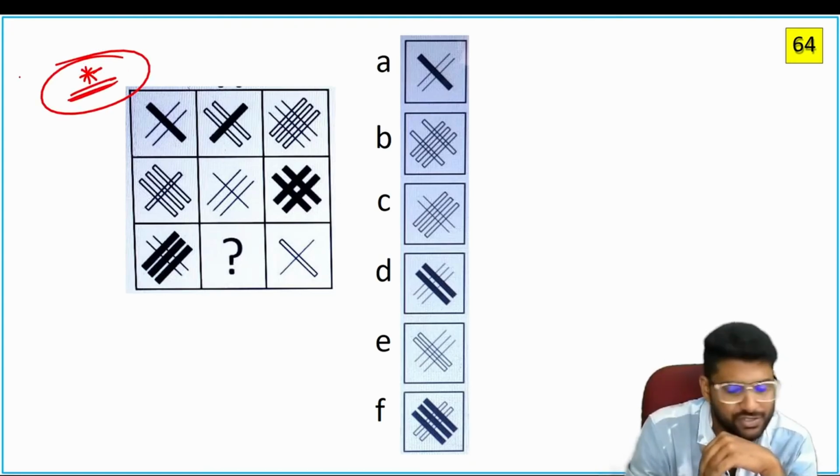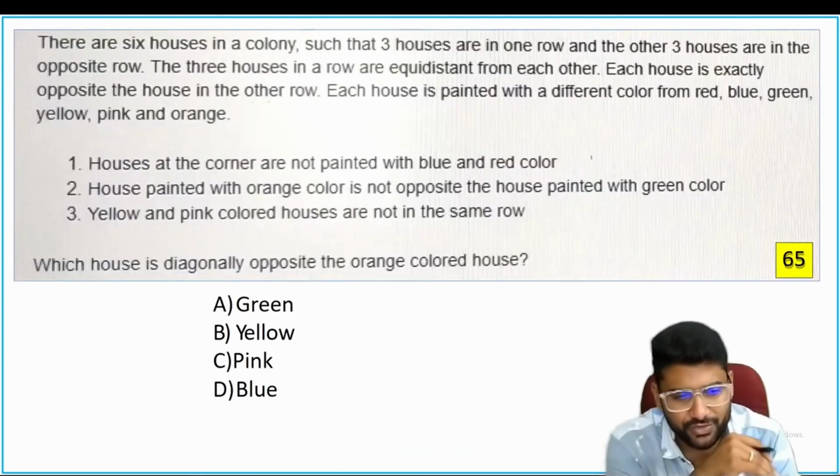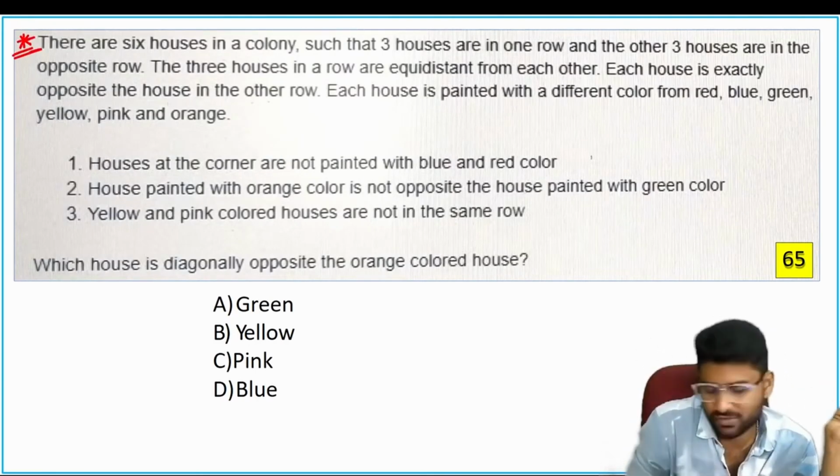Again, try this question and post your answer in the comment section. I'm just leaving a few questions for you guys. Now, this is also one of the good arrangements. Go through this data. I will give some time.